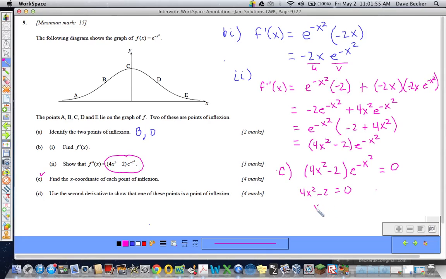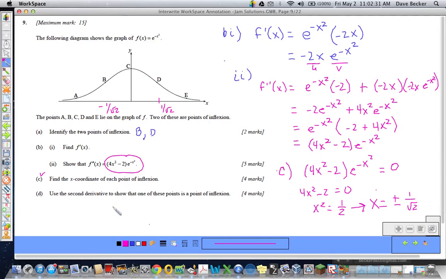Very quickly we get x squared equals 2 over 4, which equals 1 over 2. So therefore x equals plus or minus 1 over root 2. Okay, so we found the x coordinate. So we have 1 over root 2 here and negative 1 over root 2. Now, use the second derivative to show that one of these points, either one, is a point of inflection. I'm just going to work with the positive one.